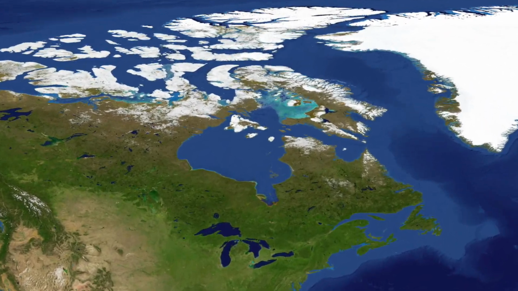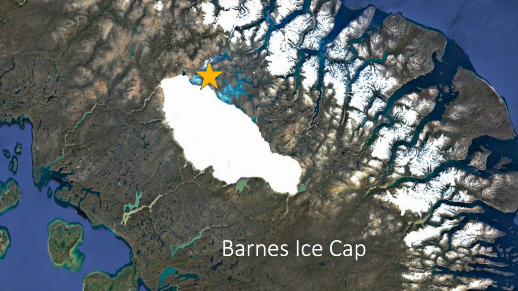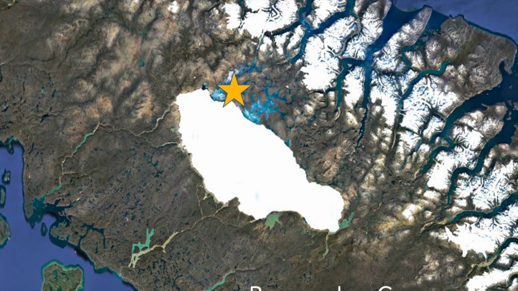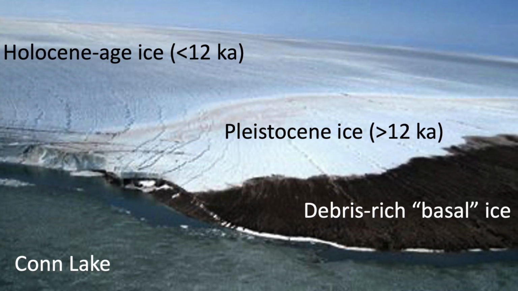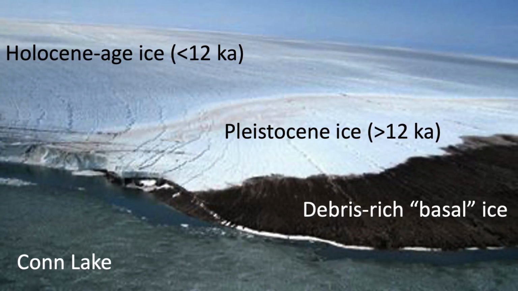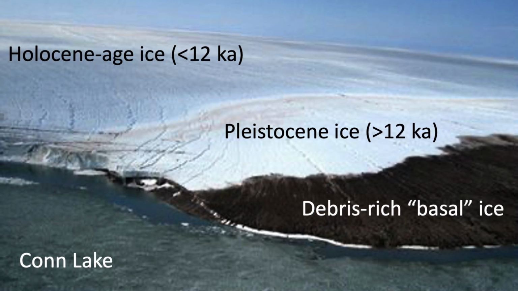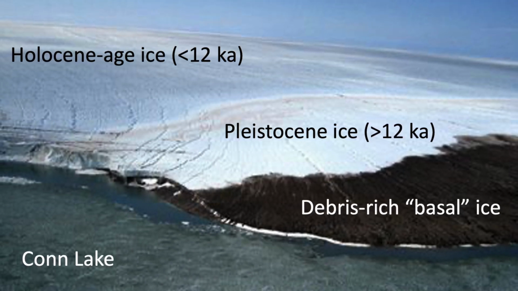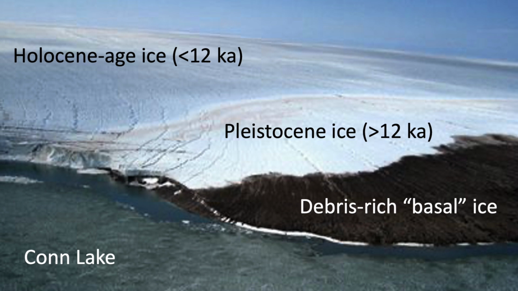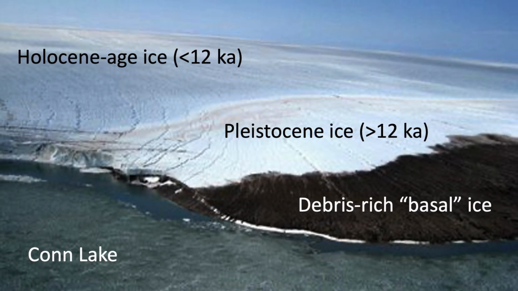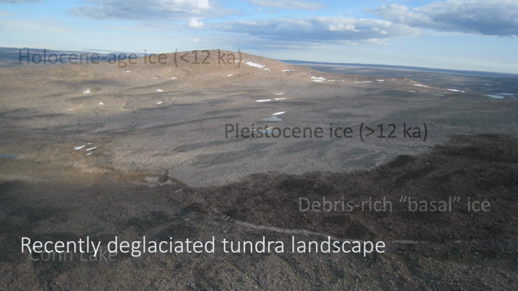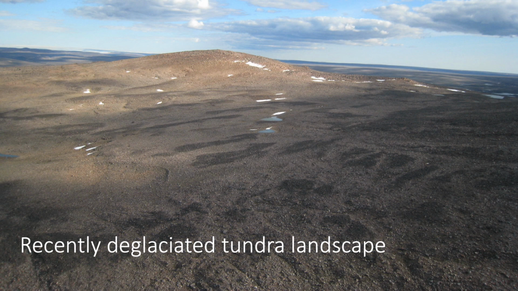Sample B176 was collected on Baffin Island near the northeastern margin of the Barnes ice cap. The Barnes ice cap contains Pleistocene ice from the Laurentide ice sheet as well as younger Holocene age ice. Like most glaciers, ice caps, and ice sheets, the Barnes ice cap contains a bottom layer of sediment-rich basal ice at the interface between the ice and the rocky bed underlying it. The surrounding landscape of Baffin Island boasts a barren, recently deglaciated tundra.